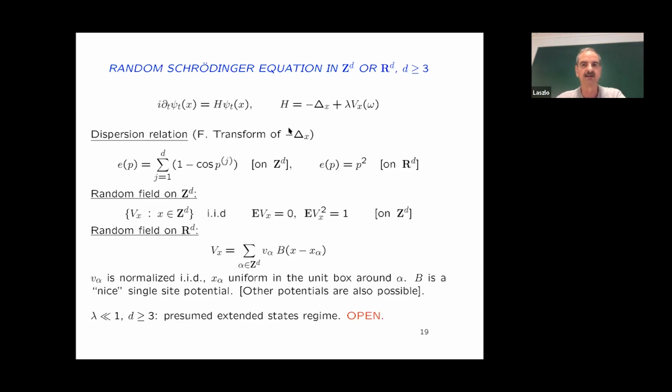Now, also the kinetic energy has a difference: in the continuum, the dispersion relation, which is the Fourier transform of the Laplacian, is p squared. And on Z^d, it's a little bit more complicated. Now, here is, of course, the main open question: the situation when you are in at least three or higher dimension, and the coupling here is relatively weak. In that case, you expect delocalization. This is called, in physics, the extended states regime, and that's the big open question to prove.